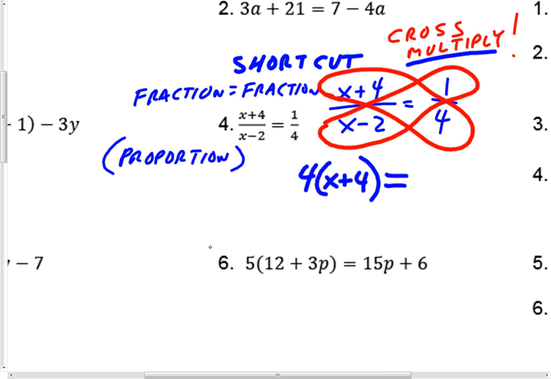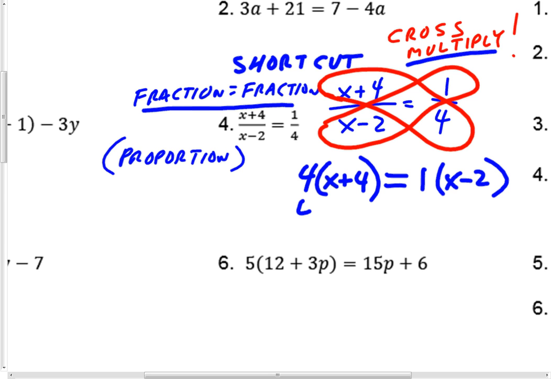Then you write down what's in the other little loop. You've got a 1. What is it multiplying? x minus 2. Put that into parentheses. You end up with a new equation. Do you see any fractions there? No, it makes it a lot easier to deal with. You can only do this if we're dealing with a fraction equal to a fraction.